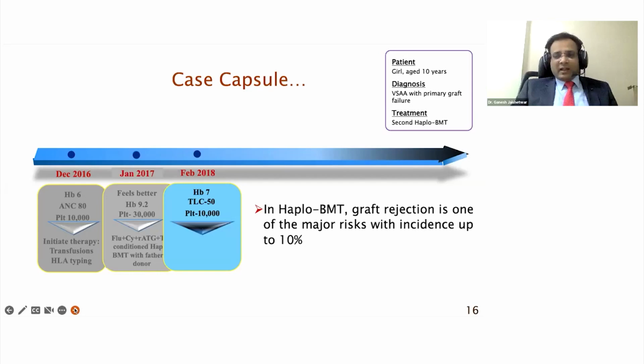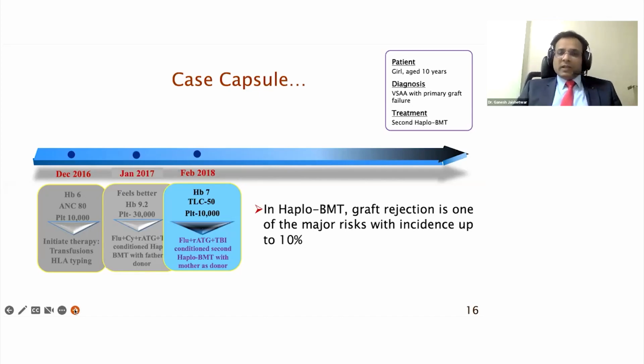So in any HLA mismatch bone marrow transplant, one of the major challenges is graft rejection, and the risk can be as high as 10 to 30%. So median of 10%. So this girl unfortunately has rejected her graft. Now, mind you, she has multi-drug resistant E. coli sepsis, and she is profoundly pancytopenic for a period of close to 5 weeks. So the only way to save this girl was to take her for another consecutive second haploidentical transplant, and this time we switched the donor to mother.